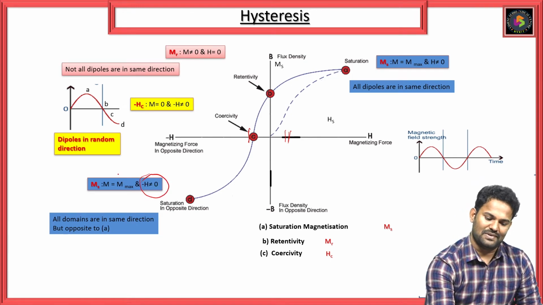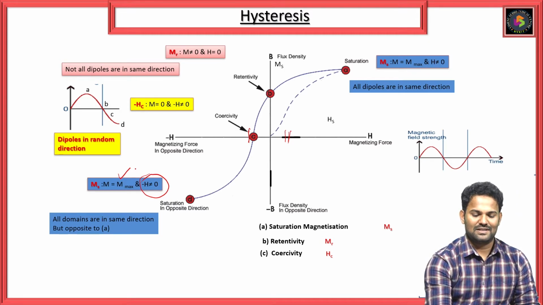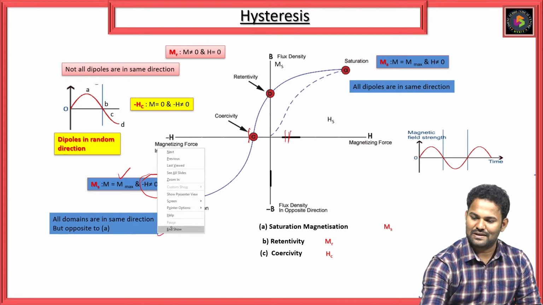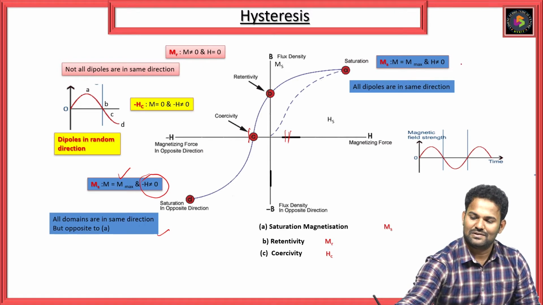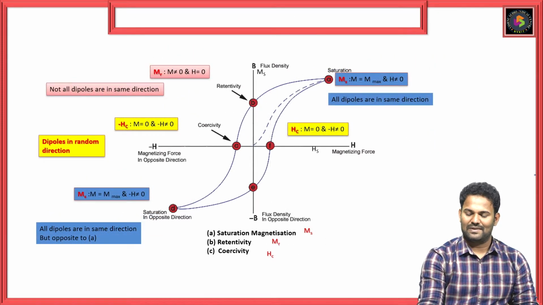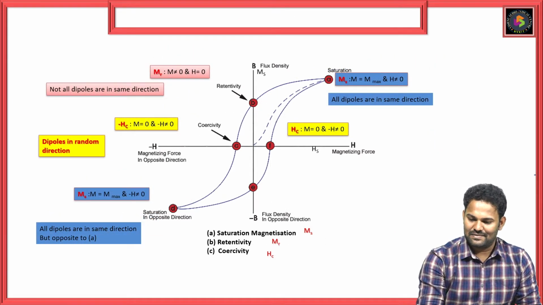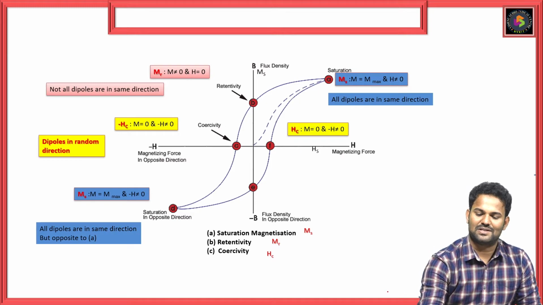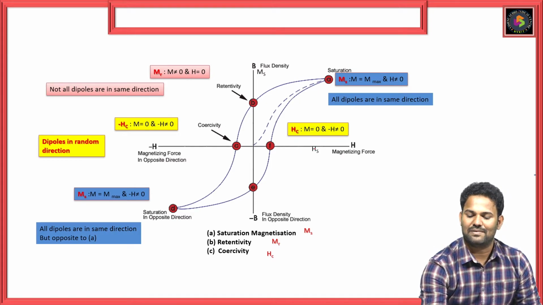So M is the maximum value. All domains are in the same direction but opposite to the A point. Whatever the A point is, this is opposite to it. So we can say this is the coercivity of the magnetic material. If you see the diagram, this loop can be called a hysteresis curve that can be formed.